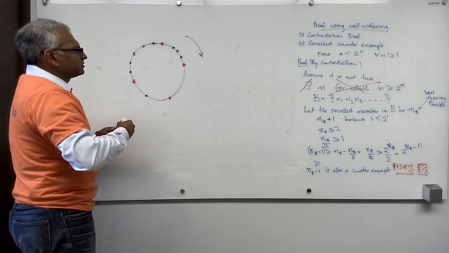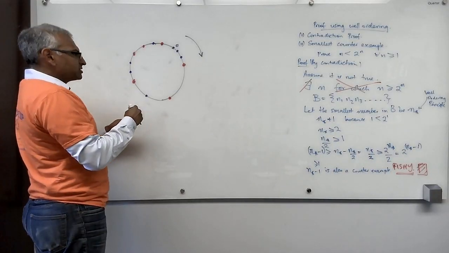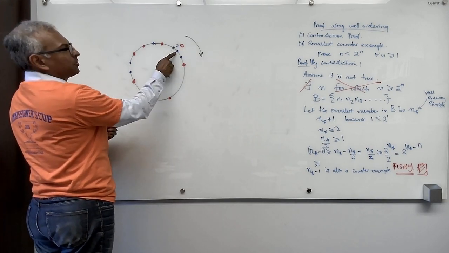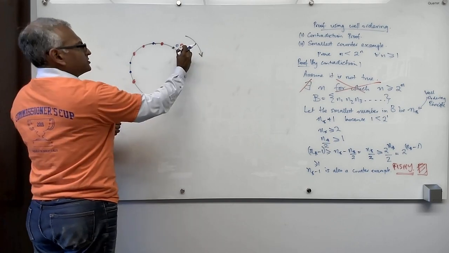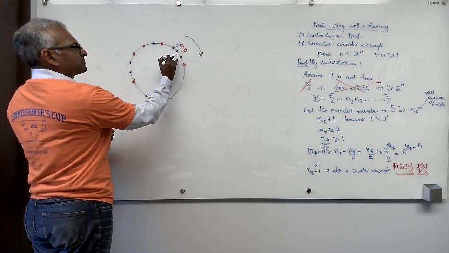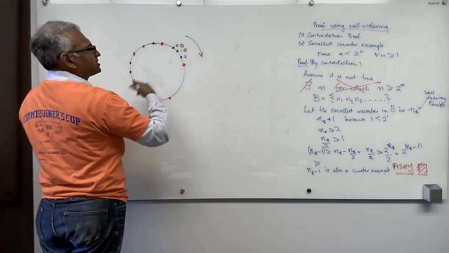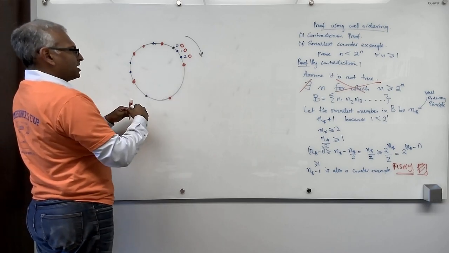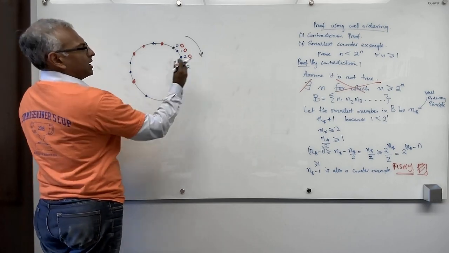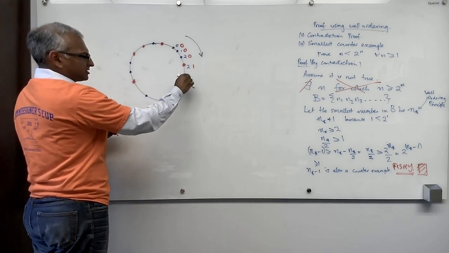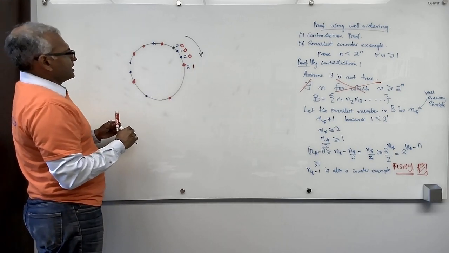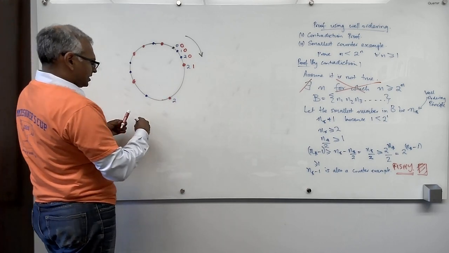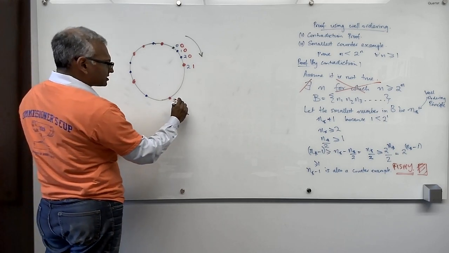The way I'll denote that is I've passed 0 blue points and 0 red points. Now, once I pass this point, I've passed 1 blue point and 0 red points. Once I pass this point, I've passed 2 blue points and 0 red points. And then once I pass this point, I've now passed 2 blue points and 1 red point. And then once I pass this point, I have now passed 2 blue points and 2 red points.